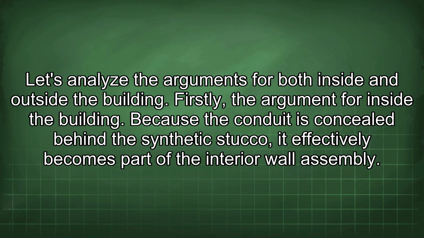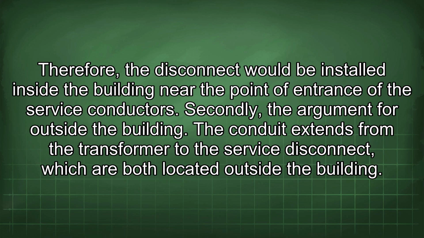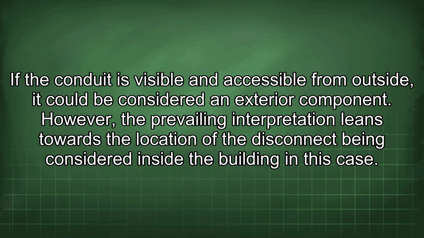Firstly, the argument for inside the building. Because the conduit is concealed behind the synthetic stucco, it effectively becomes part of the interior wall assembly. Therefore, the disconnect would be installed inside the building near the point of entrance of the service conductors. Secondly, the argument for outside the building. The conduit extends from the transformer to the service disconnect, which are both located outside the building. If the conduit is visible and accessible from outside, it could be considered an exterior component.